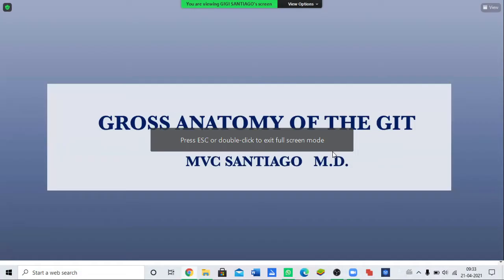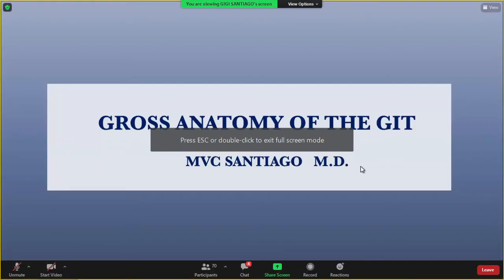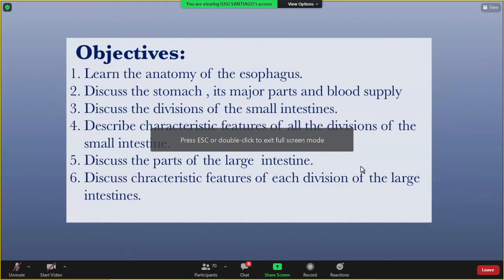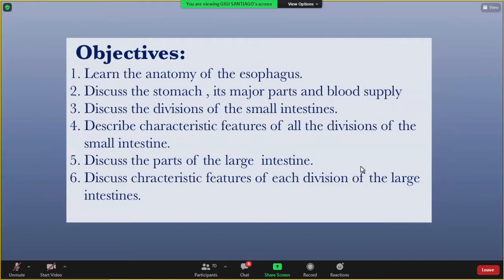Okay, so our objectives would be, of course, to learn the anatomy of the esophagus, discuss the stomach, its major parts and blood supply, discuss the divisions of the small intestines, describe characteristic features of all the divisions of the small intestine, discuss parts of the large intestine and the characteristic features of each division of the large intestine. Okay.